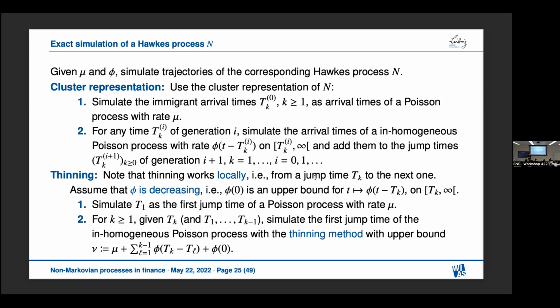So basically, conditioning on F_tk until the next jump time, what we are dealing with is actually a time inhomogeneous Poisson process with a deterministic intensity, which decreases, which is why we can take its value at time tk as our upper bound for the thinning method.